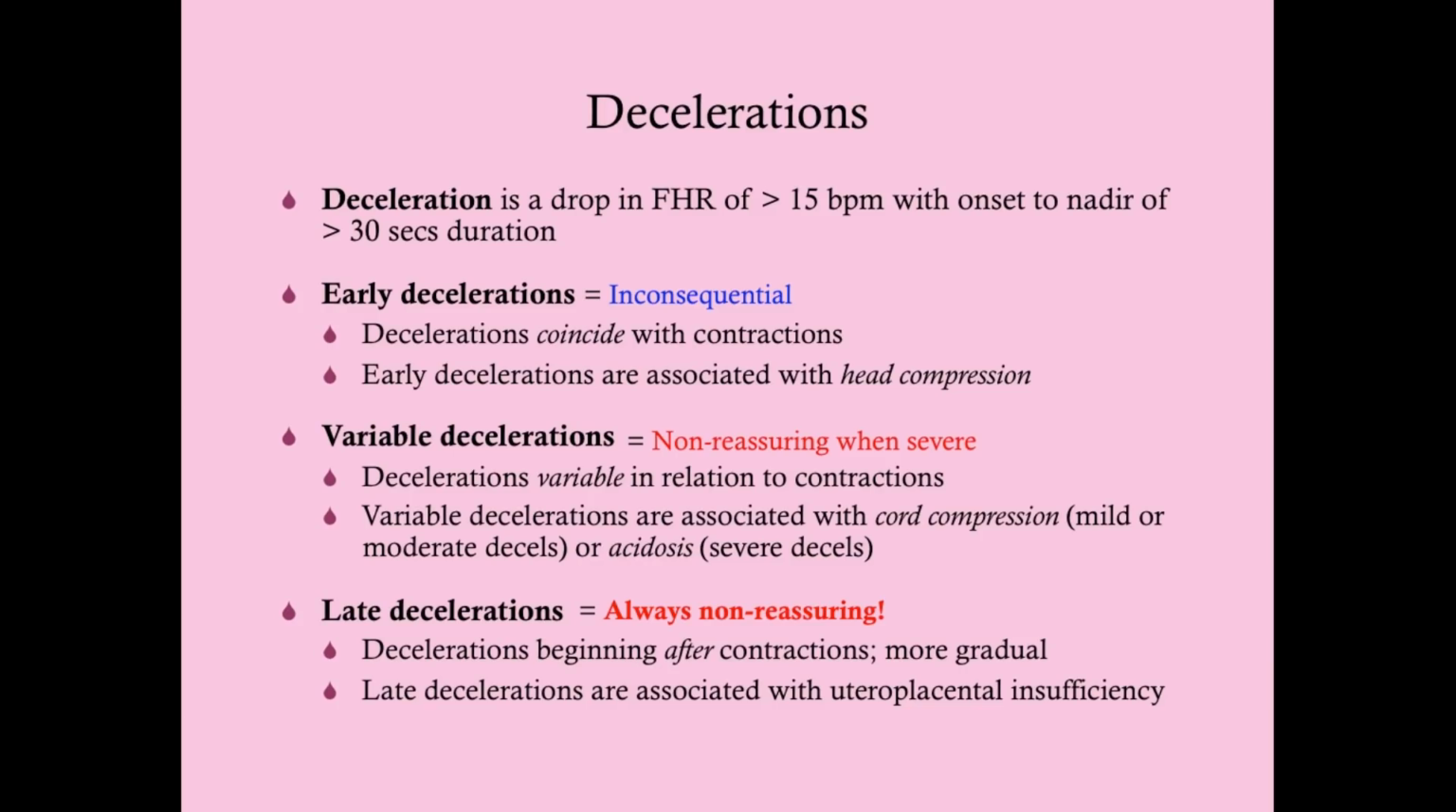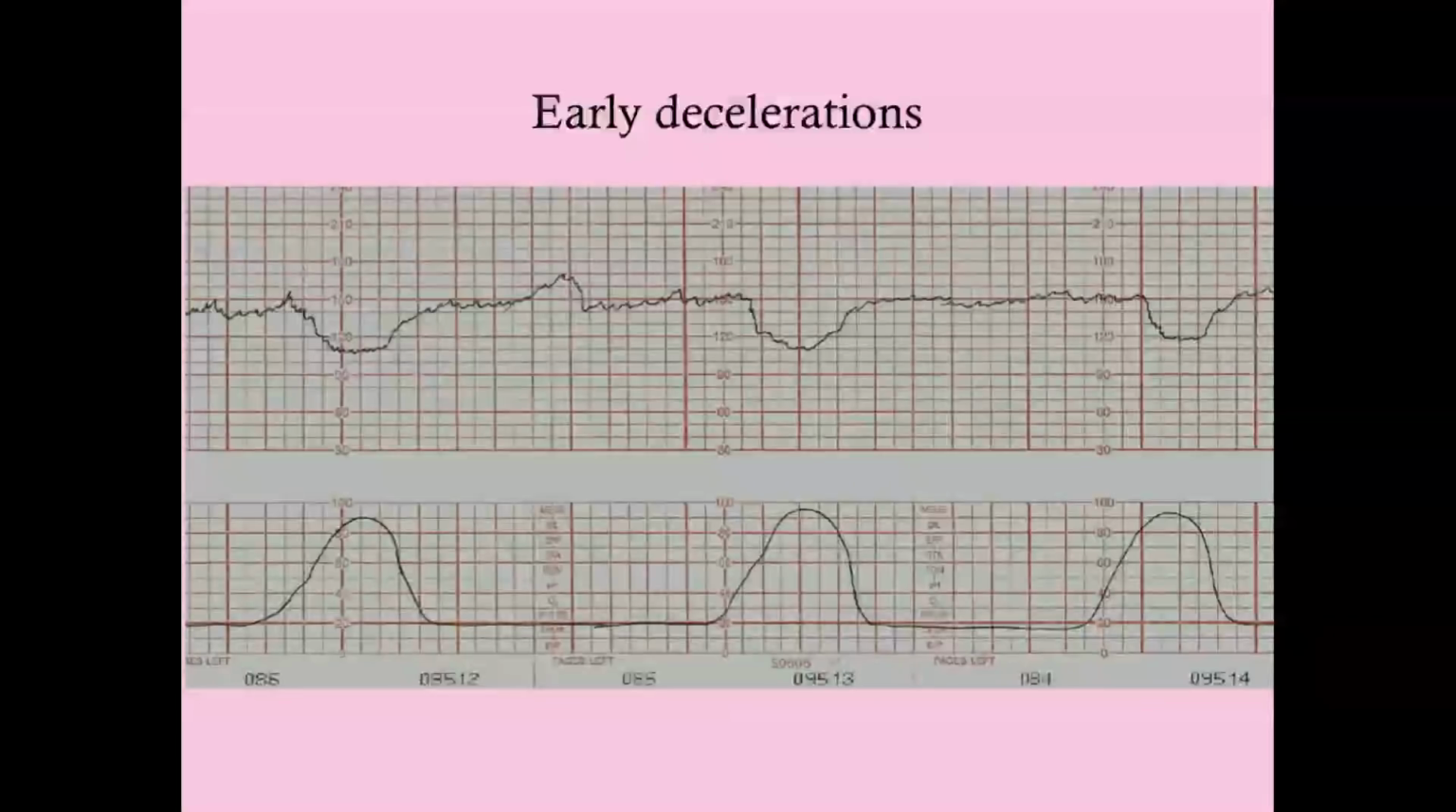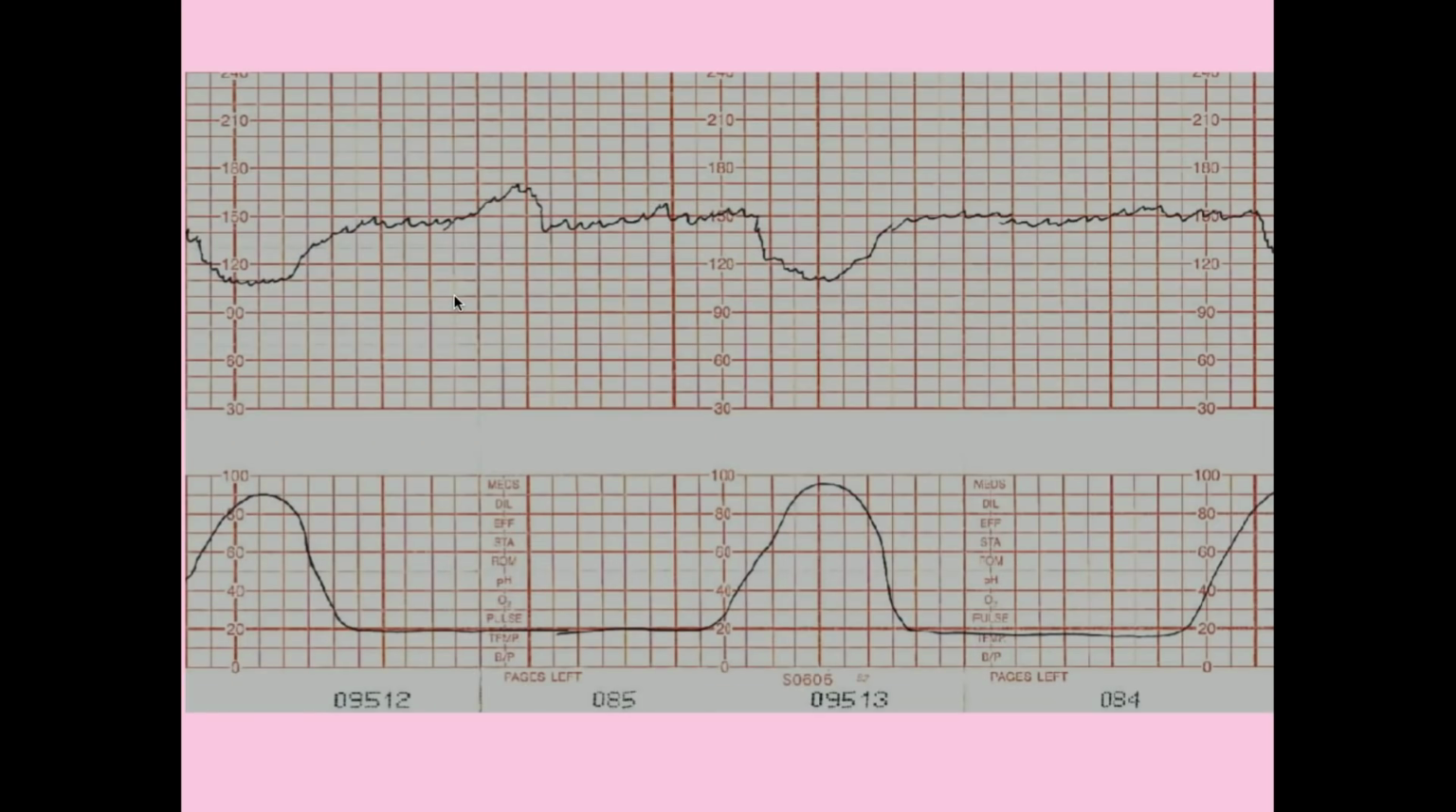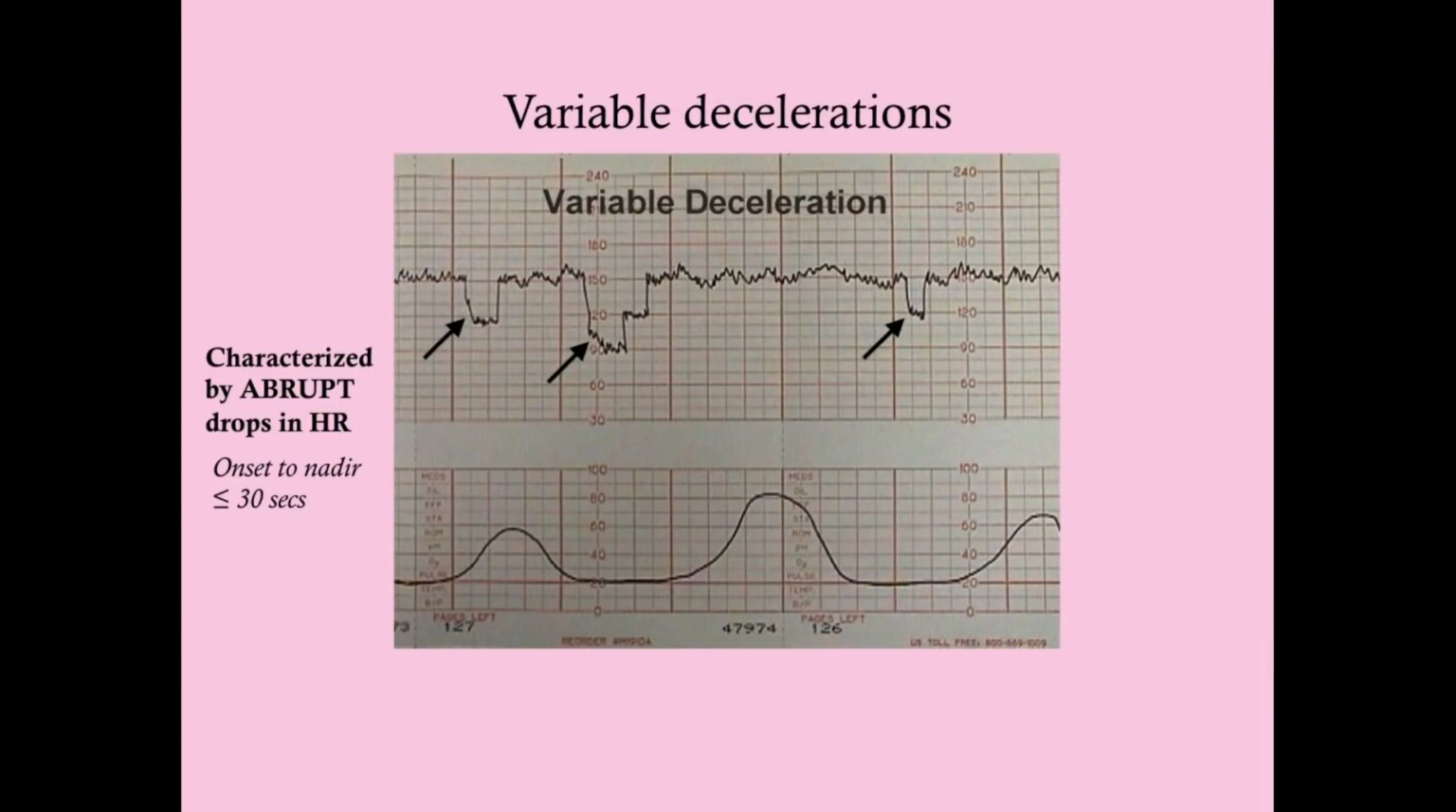Variable decelerations tend to be U, V, or W shaped. They tend to be more jagged and more irregular. Look at our early deceleration: very smooth and gradual. Now, let's look at the variable deceleration. Much more abrupt, a much faster drop here. Look, from onset to nadir, less than 10 seconds. And it can be much more dramatic. Look at this drop. Baseline of about 150, drops all the way to 90.